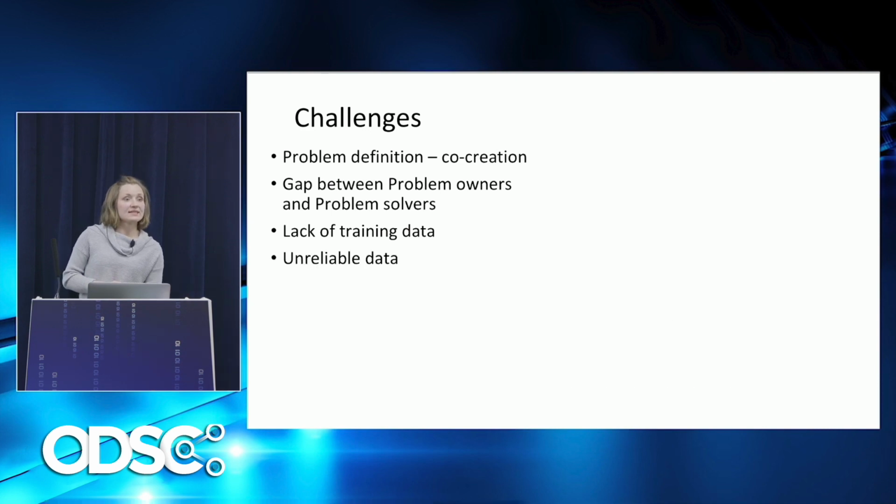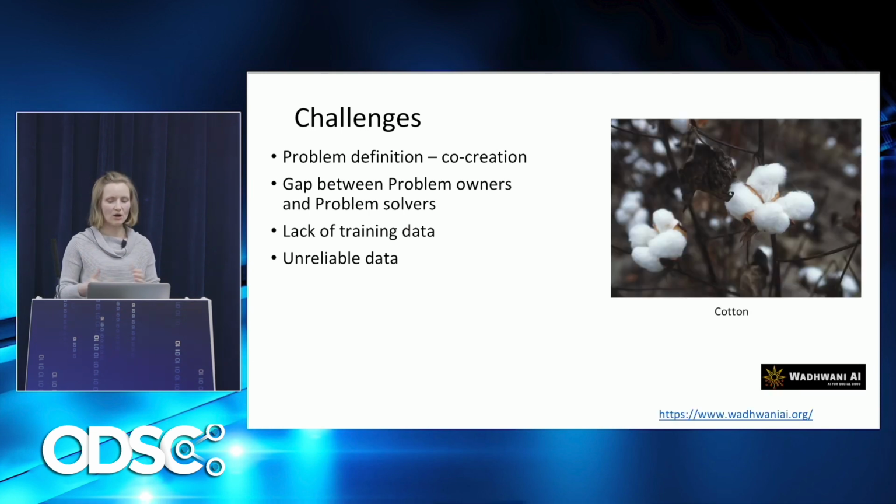The other problem is, even if you have data, it can be unreliable. And it's also an example from agriculture. The company Wadhwani AI I mentioned before, they also wanted to help agriculture in India, and here they addressed cotton.